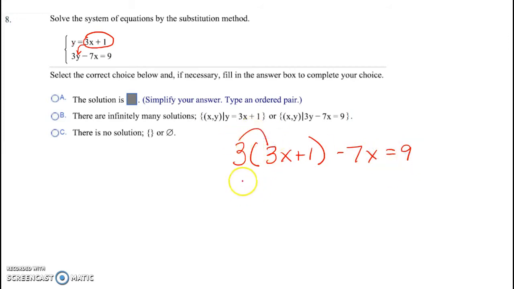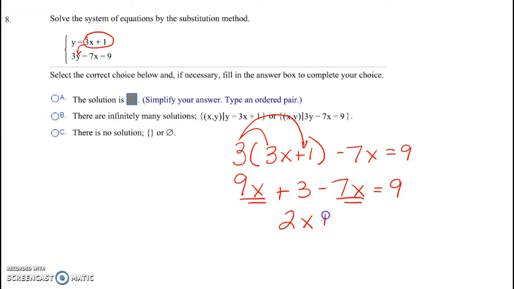Next step is to distribute. I get 9x, don't forget to distribute to the second term, plus 3 minus 7x equals 9. Now I'm going to combine like terms. 9x subtract 7x is 2x, plus 3 equals 9. Subtract 3 from both sides, I get 2x equals 6. Divide both sides by 2 and x equals 3.